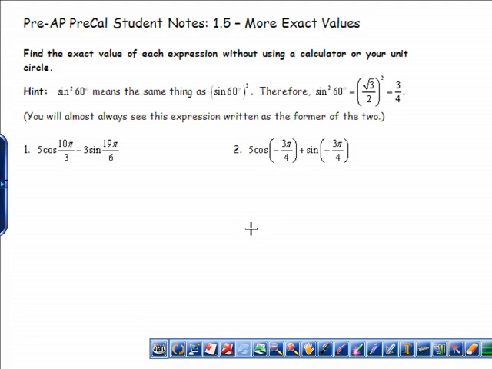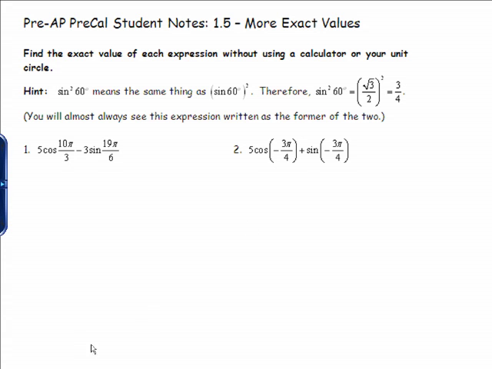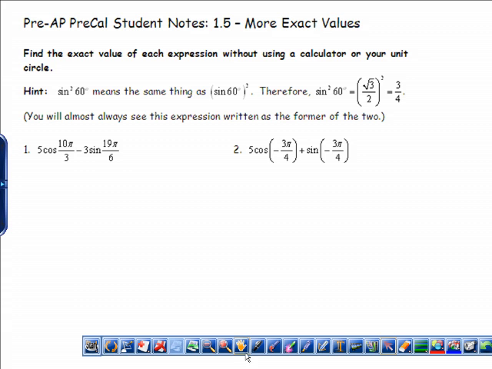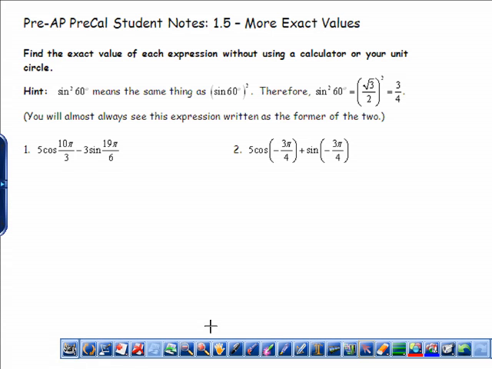Okay, this is lesson 1.5, more exact values, and that's exactly what we're going to do. We already learned about exact values in the last lesson. If you don't feel like you understood that very well, you might want to go back and rewatch the video. Definitely come in for tutoring.